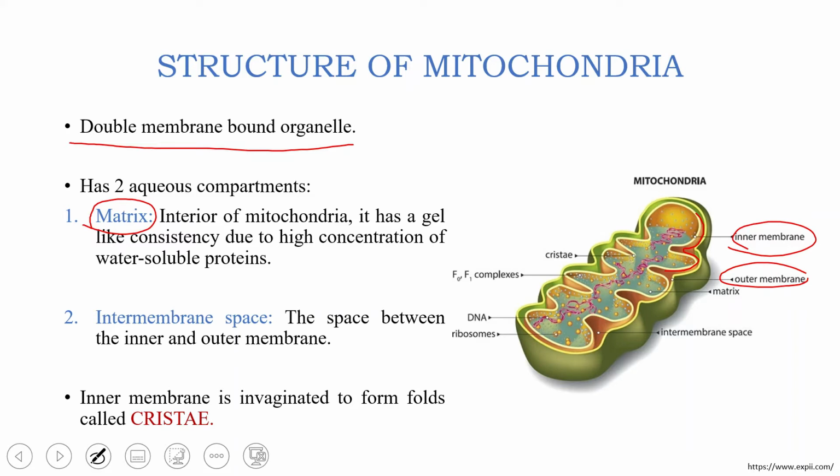So the matrix is the interior of the mitochondria, which has a gel-like consistency due to high concentration of water-soluble proteins. So here in the figure you can see this is the matrix. Then you have the intermembrane space, that is the space between the inner and the outer membrane, and that is also fluid filled. Now the inner membrane in case of mitochondria is invaginated to form folds. Here in the figure you can see there are several folds in the inner membrane. So these folds are called cristae. Now what is the role of these cristae? We are just going to talk about it in a moment.